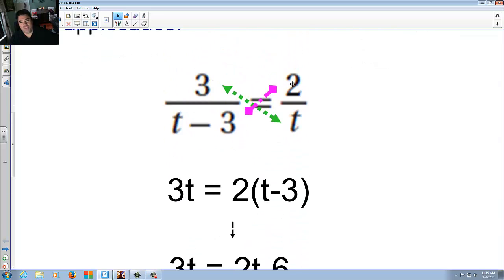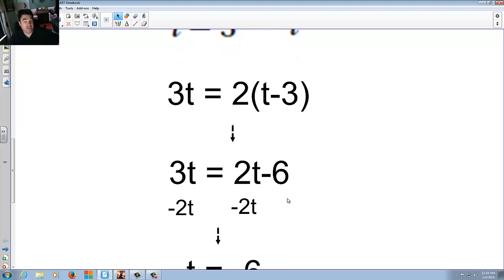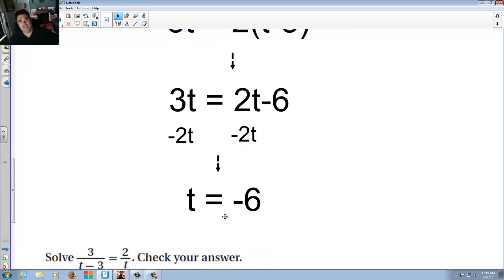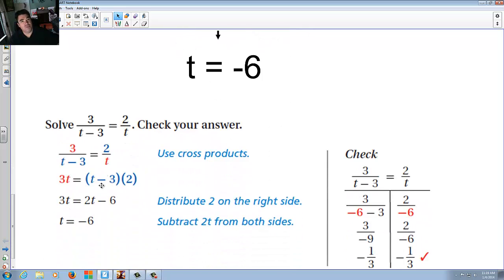3 times t is 3t, 2 times t minus 3 right here, 2t minus 6. Then, to get rid of one of the terms, doesn't matter which, we'll minus 2t to one side, minus 2t to the other, t equals negative 6. And here is the same thing, they just did it in the book to show you.